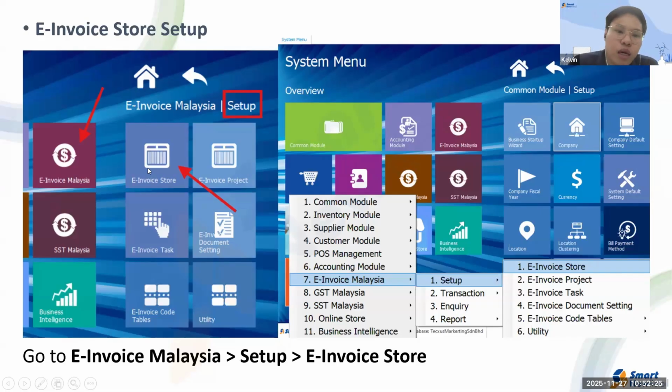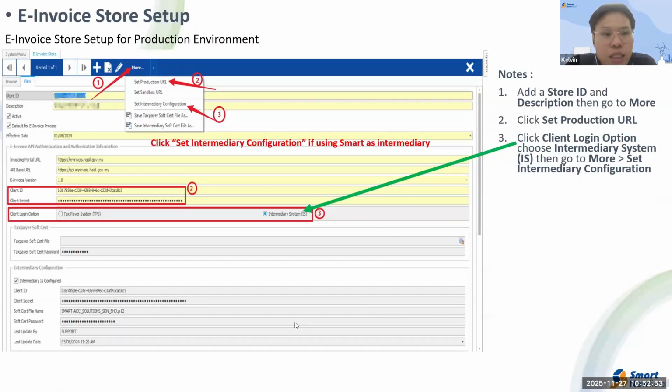Okay, for those users that are not familiar with the button here, you may click the start button at the bottom to show out this menu. You can look for the number 7, e-Invoice Malaysia, set up an e-invoice store as well. So once you click inside, you will see the screen something like this. So this is our e-invoice store setup screen.